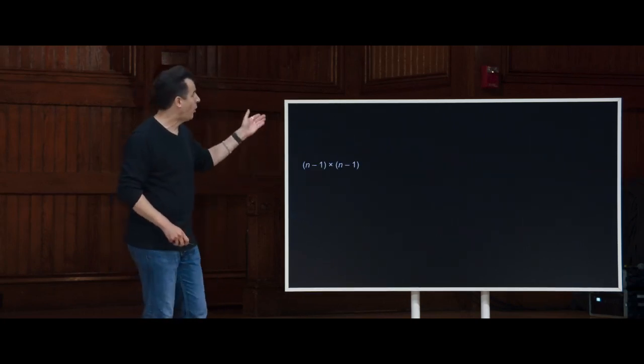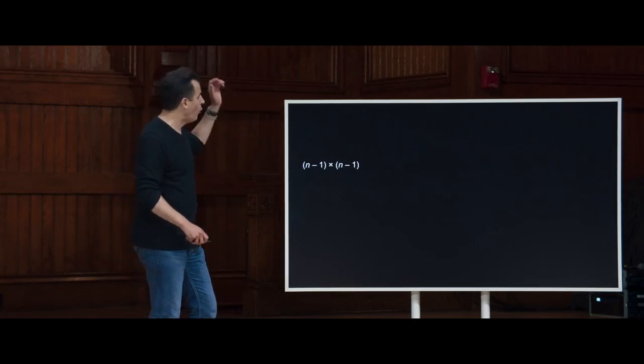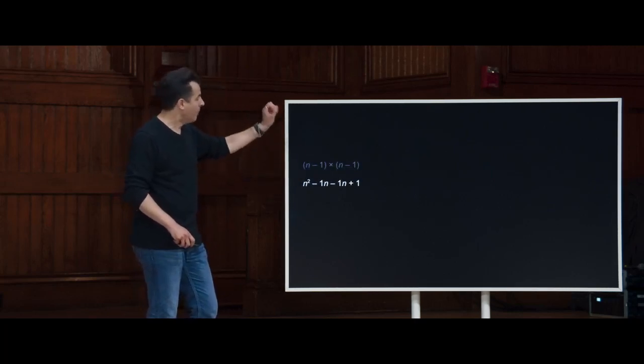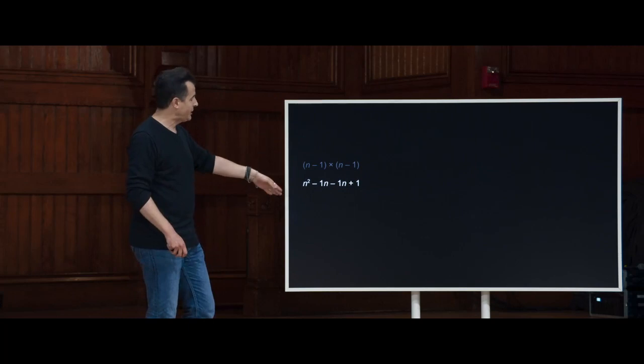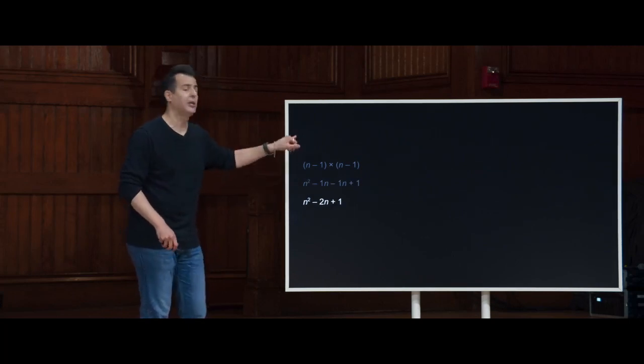Mathematically then, that's n minus 1 times n minus 1. Now we've got our old FOIL method. So n squared minus n plus 1. Combined like terms gives us n squared minus 2n plus 1.